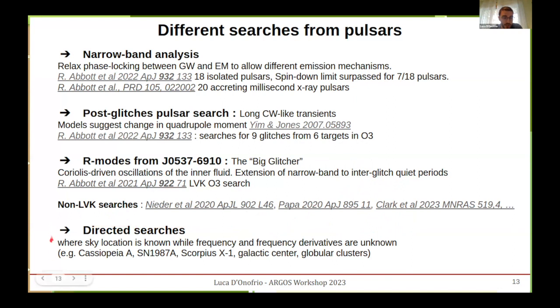And at the end, we also perform so-called directed searches, in which you know the sky position of the source, but you have no information about the rotation parameters.